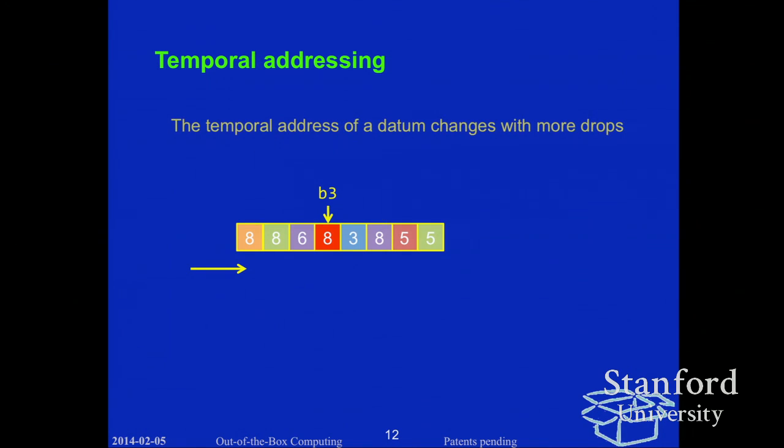So a consequence of this is that every time you do a new drop on the front, everybody's temporal address changes. So that, for example, if we want to reference that value 8 in red there, that is B3 now. But as soon as a few more values drop onto the belt, B3 now refers to somebody else, and that value 8 is now B6.